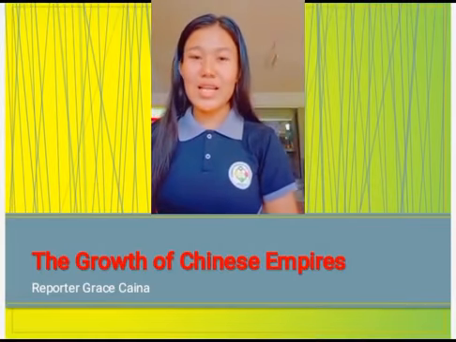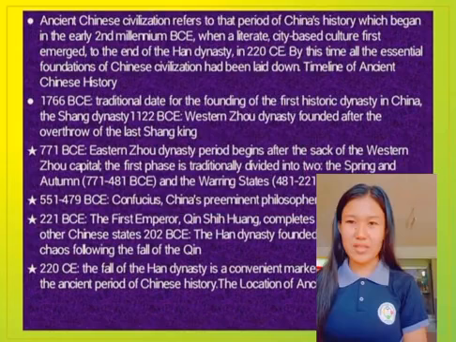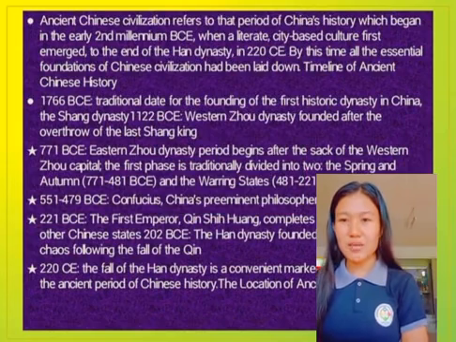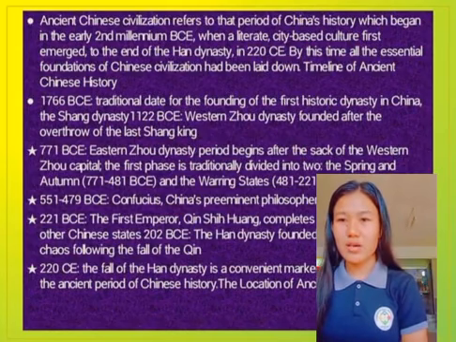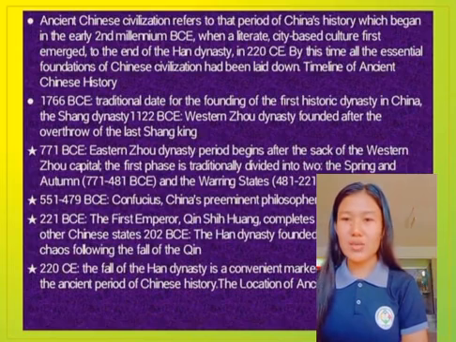And now, let us discuss the growth of Chinese empires. Ancient Chinese civilization refers to that period of China's history which began in the early 2nd millennium BCE, when a literate, city-based culture first emerged, to the end of the Han Dynasty in 220 CE. By this time, all the essential foundations of Chinese civilization had been laid down.